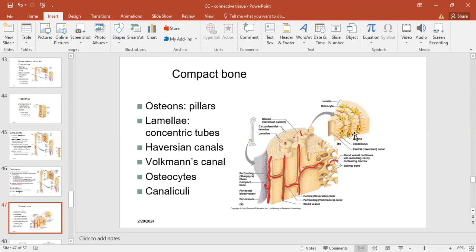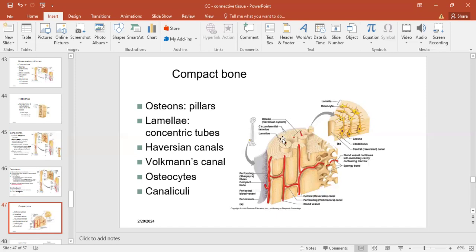They communicate with one another through channels that are known as the canaliculi. One channel is known as a canaliculus. Several of these channels are known as canaliculi. We're saying that these osteocytes are trapped in small spaces known as lacuna. The osteocytes have foot processes that communicate with one another, and as they communicate, those processes pass through small spaces known as canaliculi.